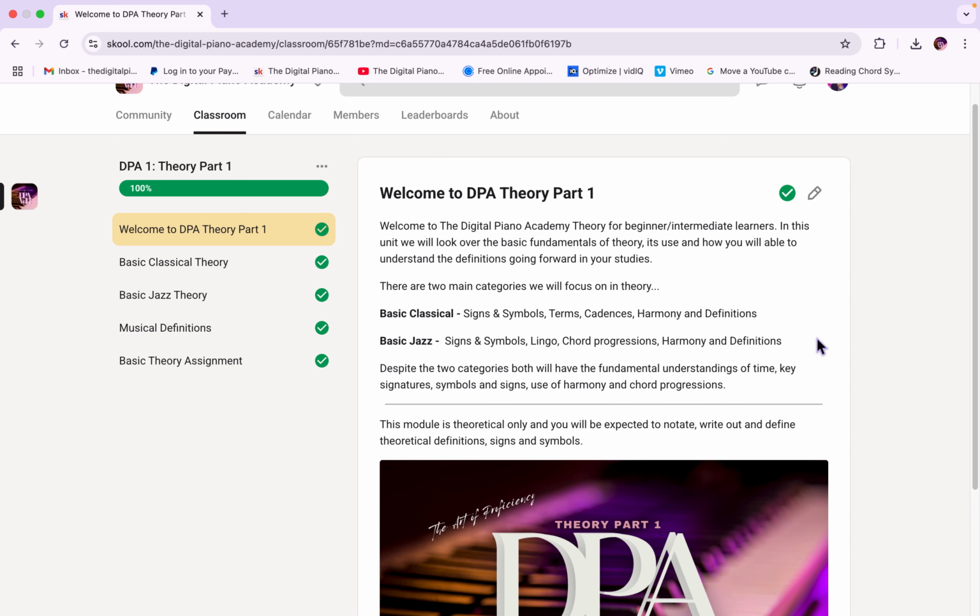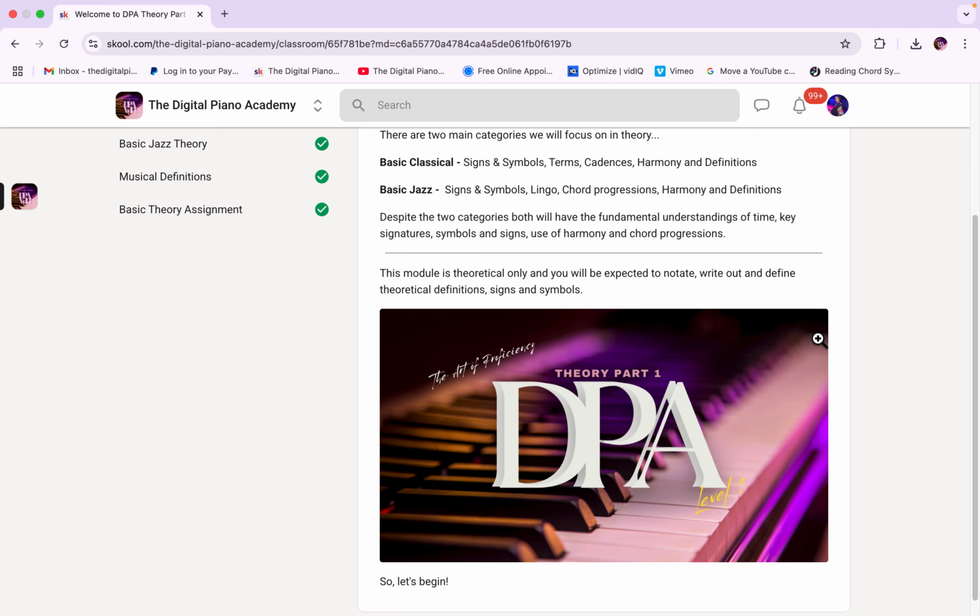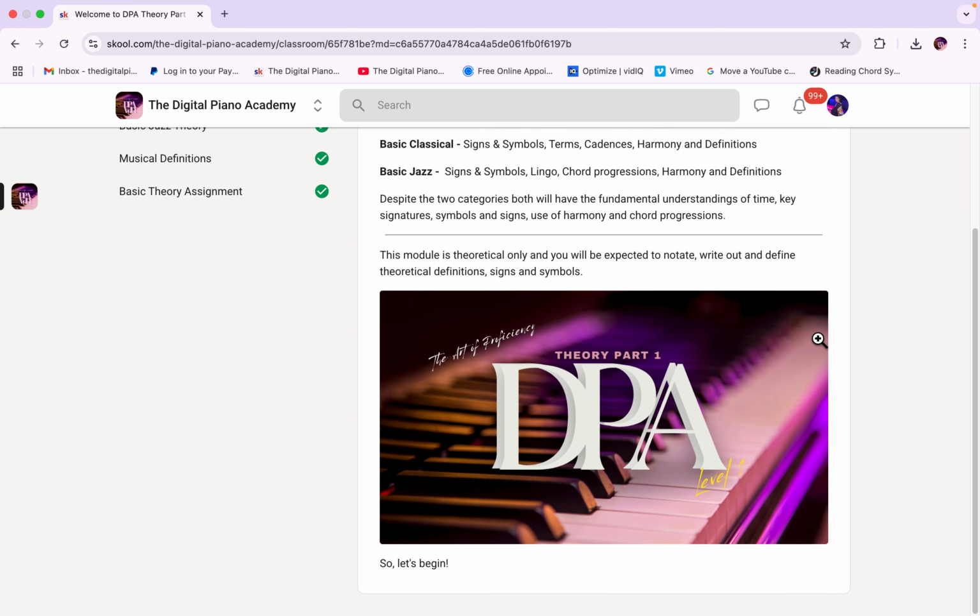There are two main categories we will focus on in theory. The first is basic classical. So this would include signs and symbols, terms, cadences, harmony, and definitions. The second one is basic jazz, which is also signs and symbols, lingo, chord progressions, harmony, and definitions. Despite the two categories, both have the same fundamental understandings of time, key signatures, symbols and signs, use of harmony, chord progressions, and even more.